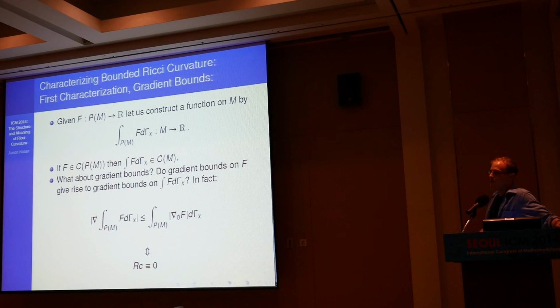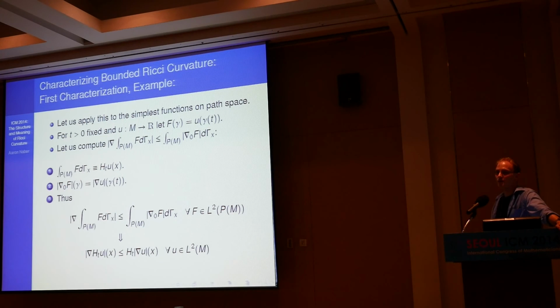So maybe in my last 2 minutes, this is the first characterization. There are actually three characterizations, which I really won't get into. But what I'll basically say is the following. I'll just throw it at you without really doing it carefully. Imagine we were to take the simplest function to plug this into, a function f on path space which looks like u of gamma of t. So u is a function on the manifold, and t is a fixed time. Then if you just compute out what all this is, what you arrive at the very end is exactly the Bakry-Émery estimate we stated, number two. So it exactly recovers Bakry-Émery when we apply it to the simplest functions like that on path space.